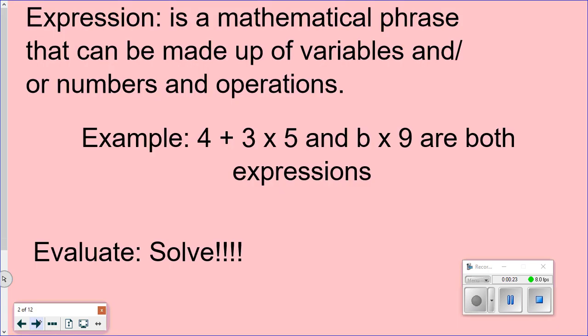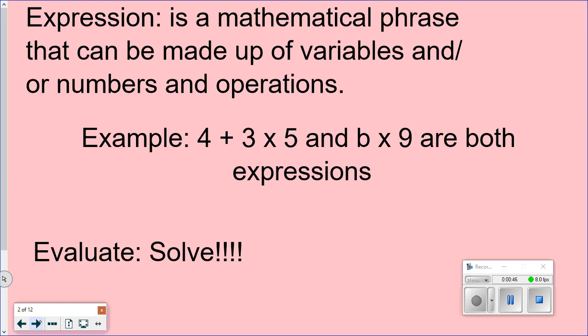All right, so I have 2 vocabulary words to start for you, and the first one is expression. This is a mathematical phrase that can be made up of variables or numbers and operations. Variables would be your letters that you're used to, and your numbers and your operations. Operations meaning multiply, divide, adding, and subtracting. And if you look below, there's a few examples there for you.